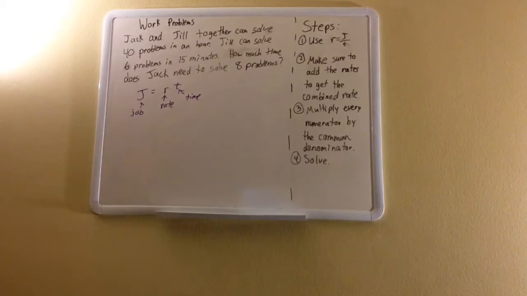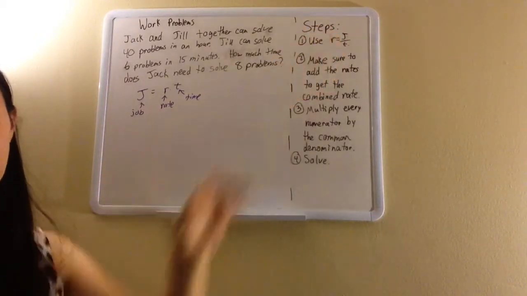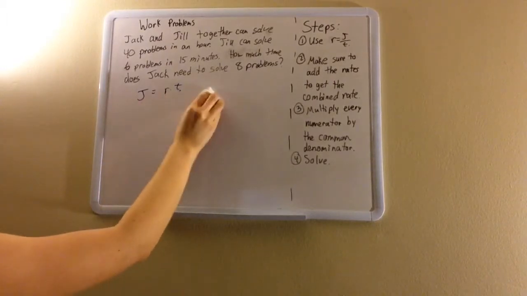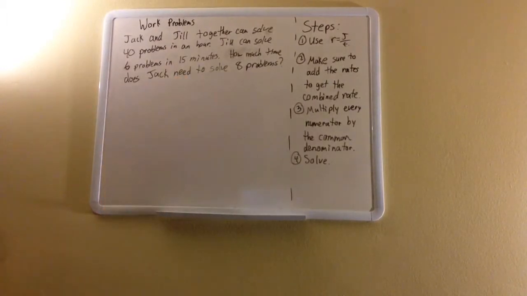Now, usually in these problems, you don't really know anything about the rate, so you're going to solve for the rate. You're going to get it by itself by dividing both sides by T. That's how we get this equation right here, and that's the equation we're really going to use. So we're really adding the rates together to get the combined rate, and I'll explain more about that when we get there. And then we multiply every numerator by the common denominator, just like how we did when we were solving these rational equations. And then you solve.